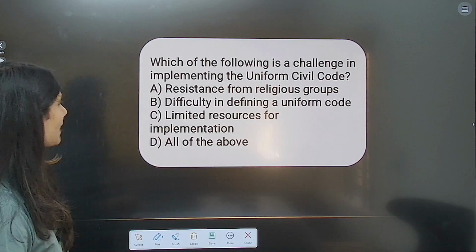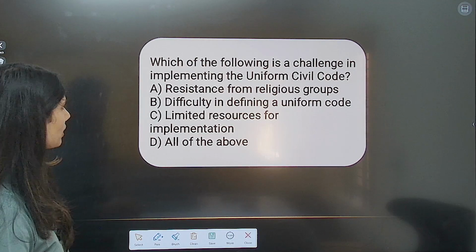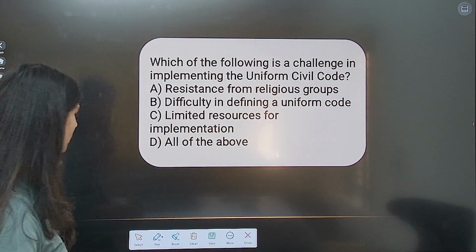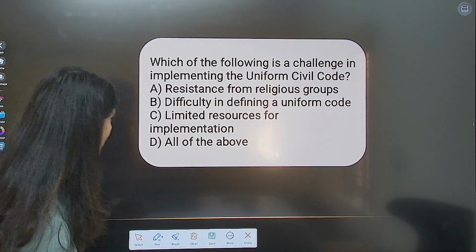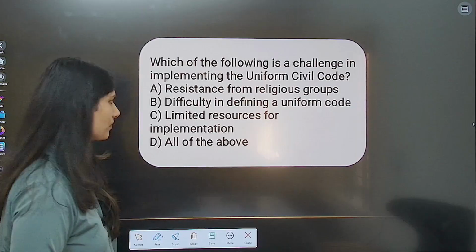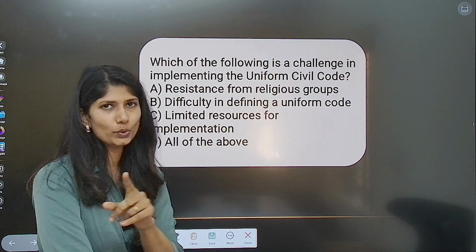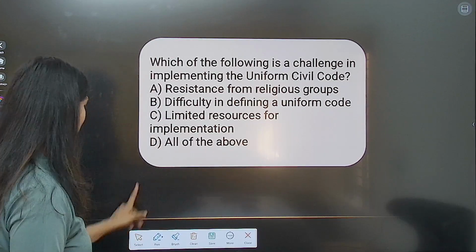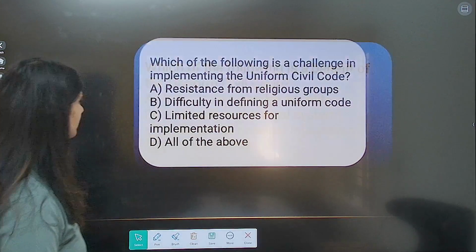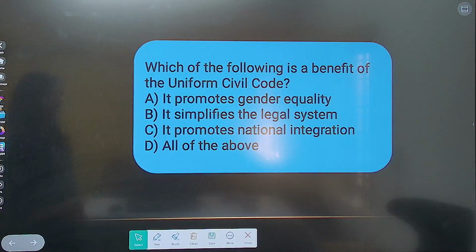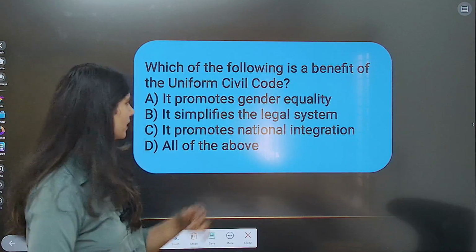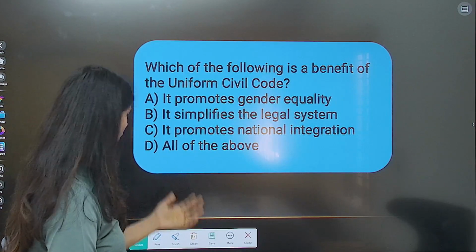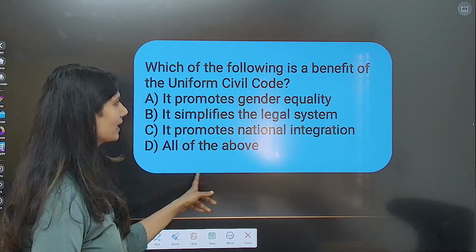Which of the following is a challenge in implementing uniform civil code? Resistance from religious groups, difficulty in defining a uniform code, limited resources for implementation, all of the above. See here, for this, I want you to comment the answer in the comment section below. All right. Which of the following is a benefit of Uniform Civil Code? Promotes gender equality, simplifies the legal system, promotes national integration, all of the above. The answer here is again all of the above.